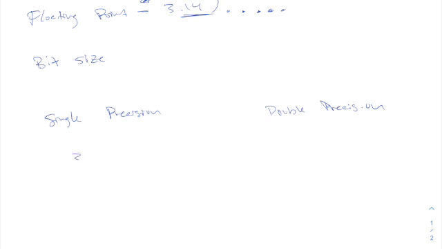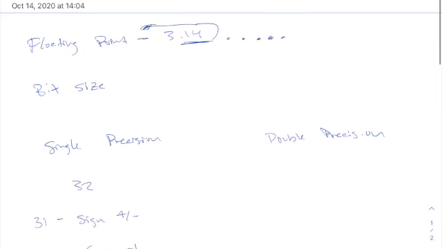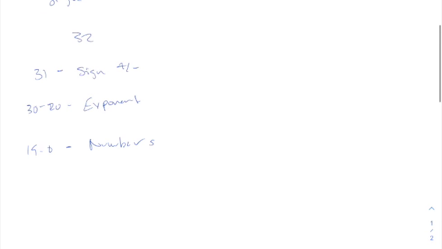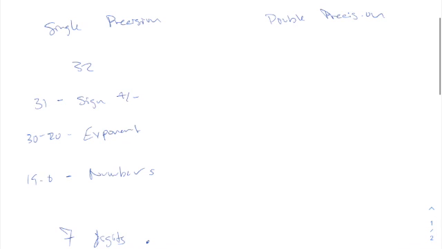Single precision has 32 bits, with bit 31 determining the sign, so whether something's positive or negative. Bits 30 through 20 are going to determine the exponent, so basically how many decimal places there are. And then bits 19 through 0 are going to determine the actual numbers that are involved. This one gives us about 7 digits past the decimal point.